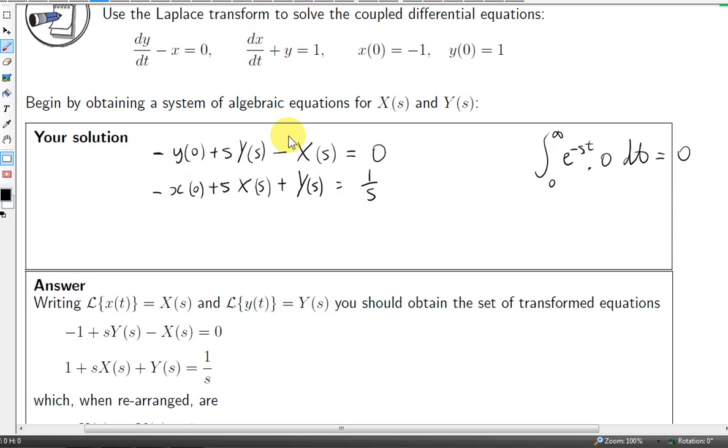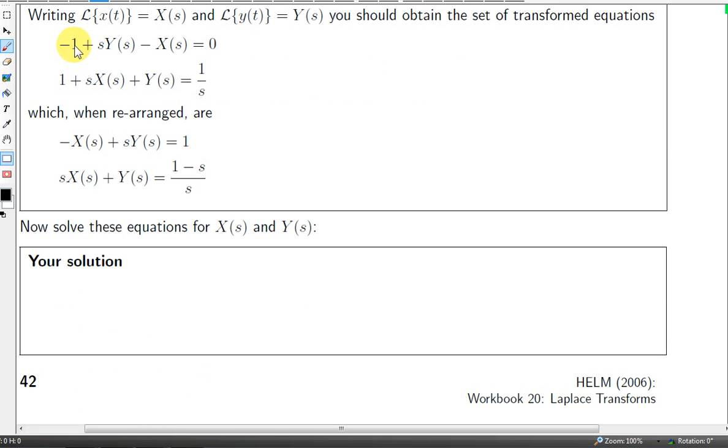And if we plug in the initial conditions, we have minus 1 here for minus y of 0, and for x of 0 we have minus 1. So we get minus 1, we get plus 1 here. Now we rearrange these equations by bringing the minus 1 in this equation over and the plus 1 in the second equation over.